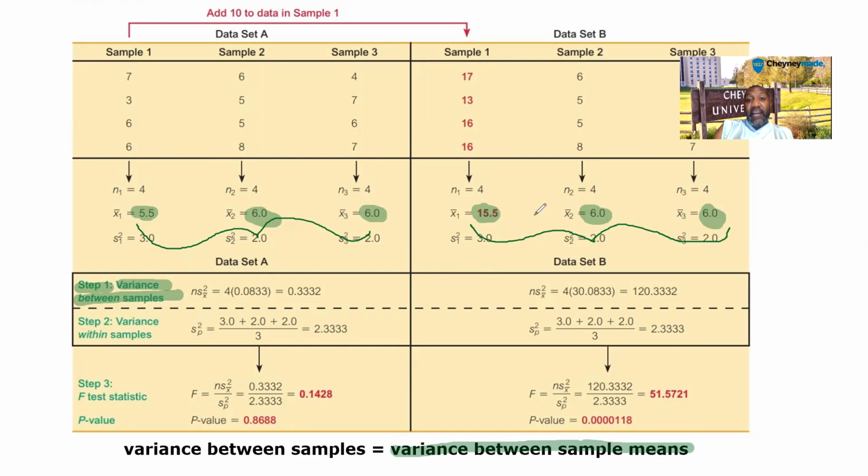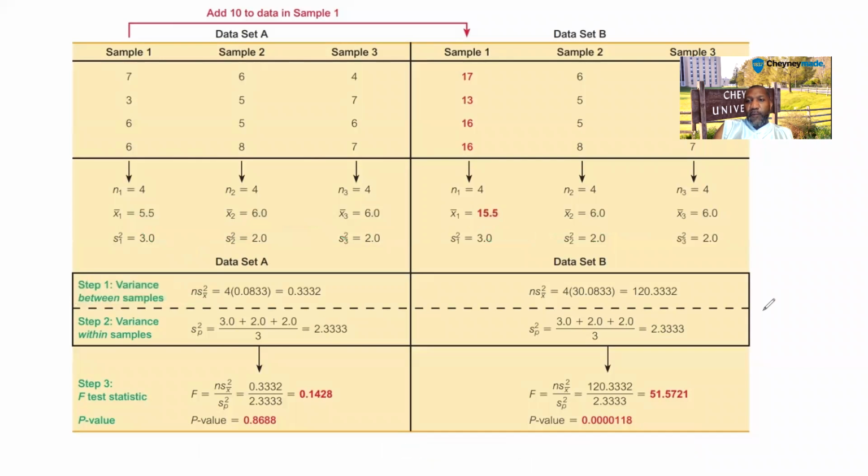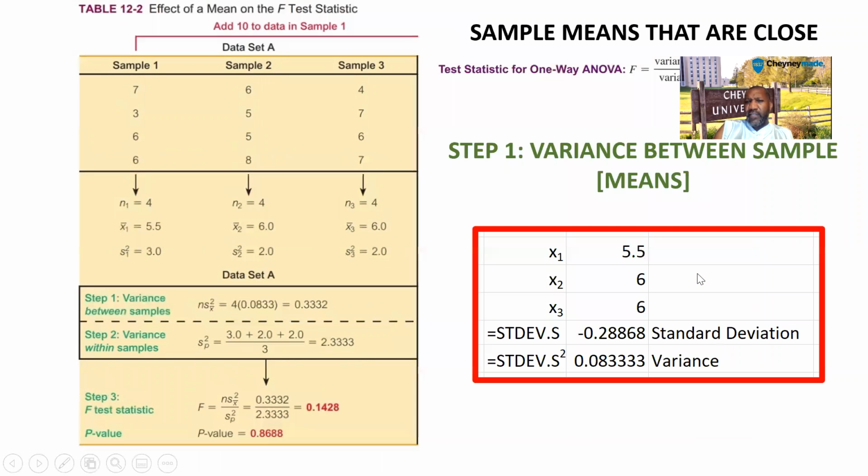So there's a lot of variability within this sample. So the variance between these sample means is much greater than the variance between these sample means. And that's what step one is looking at. How do we do it? I will go through and refer back to these numbers, right? We'll go through the slides. We're going to do the first one.